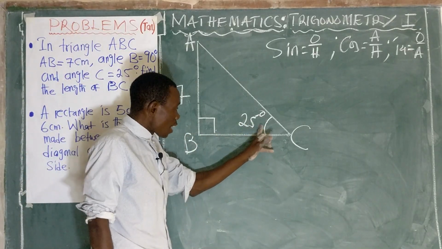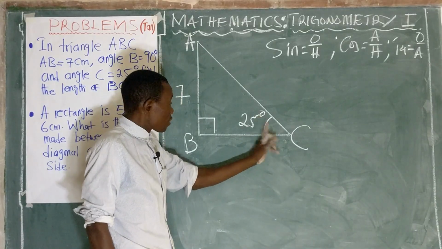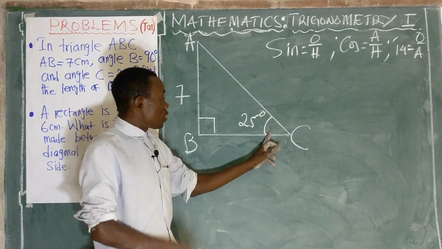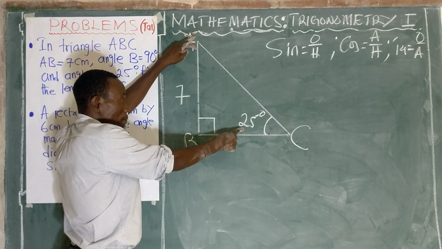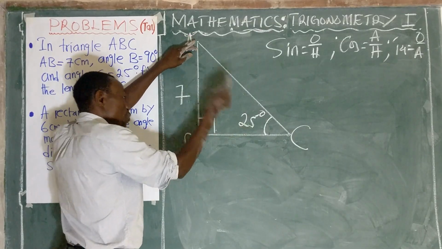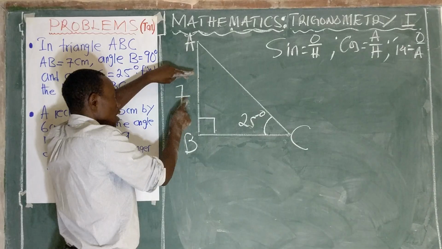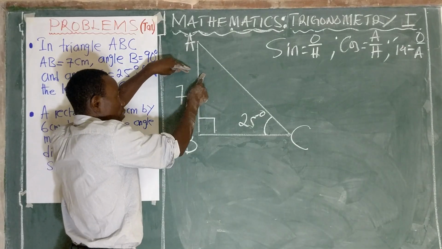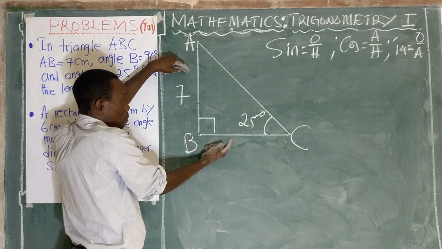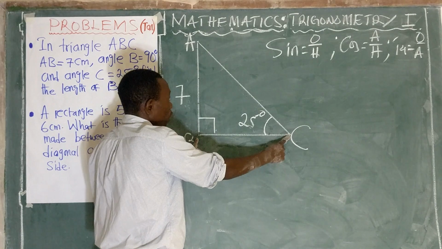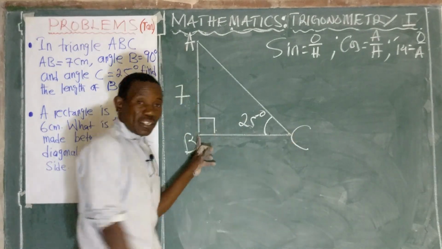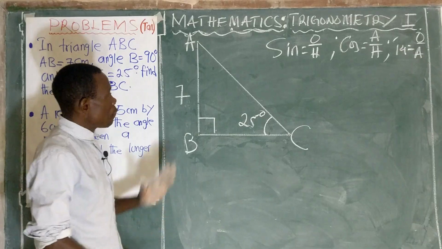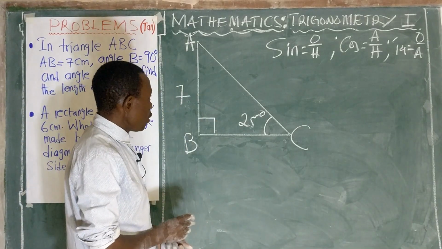So if this angle is given as 25 degrees, and I consider this 25 degrees, then definitely you know that this side, 7 centimeters, is the opposite side. So here the opposite side, if we consider the 25, is 7. And this side here, the one you'd like to find, BC, you can write that this is the adjacent side.